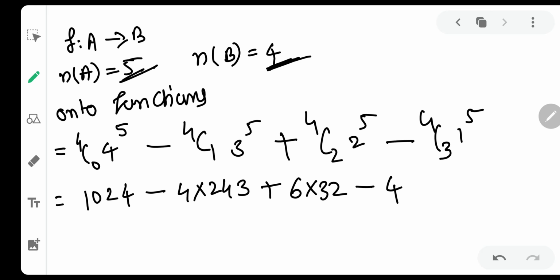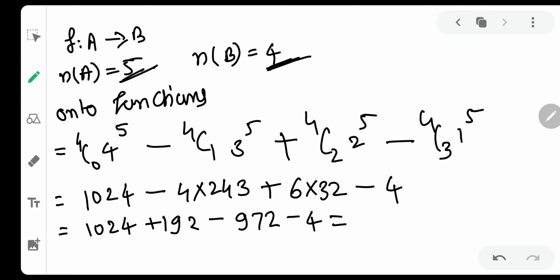Okay, let us try and solve this. So 1024 plus 6 into 32. So 6 into 32, if you solve it, would be 192. Then 4 into 243 would be 972, minus 4. So let us solve this: 1024 plus 192 minus 972 minus 4. So you get 240 as the answer.